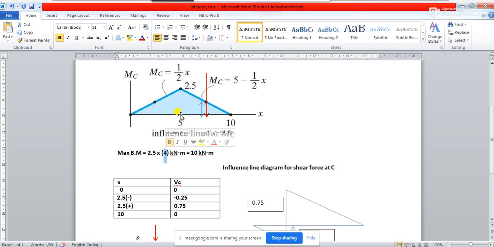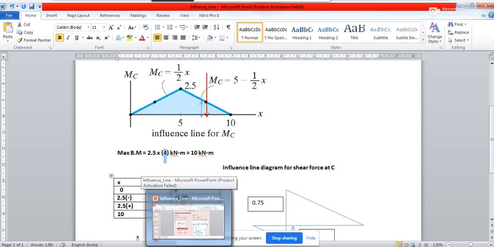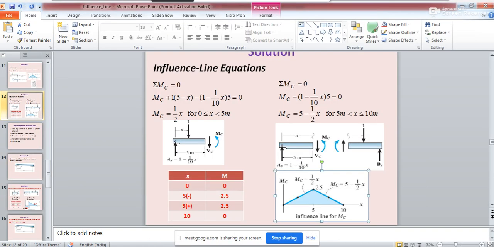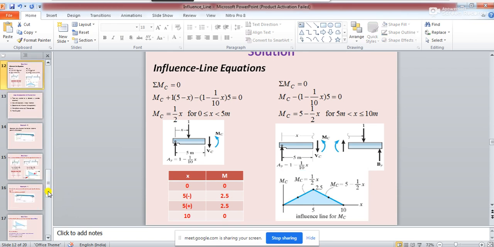Now if you have a uniformly distributed load, loads will not always be concentrated, there may be uniformly distributed loads also. In that case, what will be the method? That you need to understand now. Let us see, it's very simple. Don't get confused with this uniformly distributed load, it's also very simple.